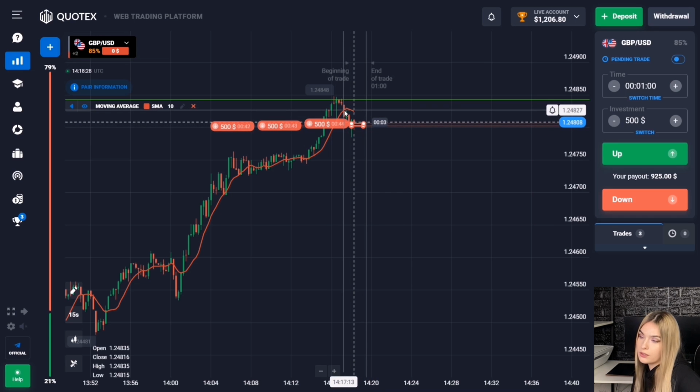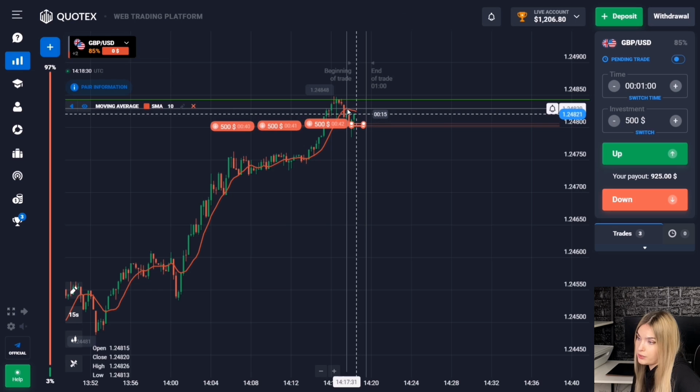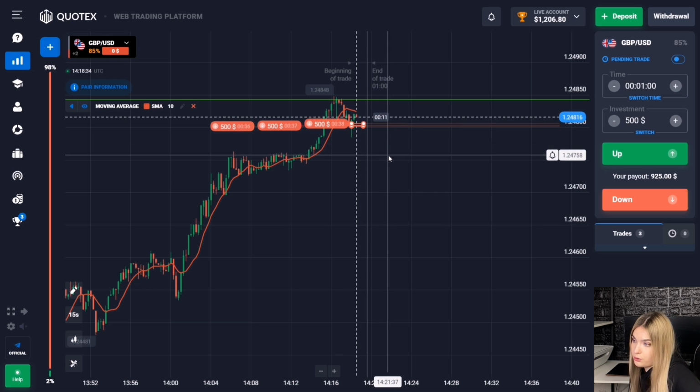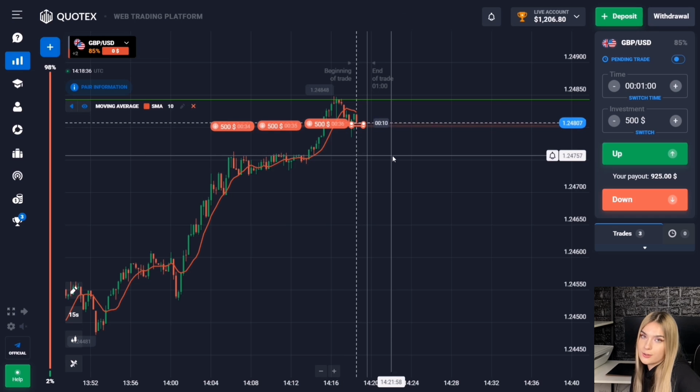Also, of course, during the rollback, the price crossed the moving average from top to bottom, and at the same time the moving average itself has turned around and is moving down. So guys, let's wait for the result.